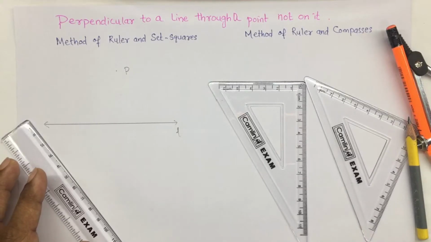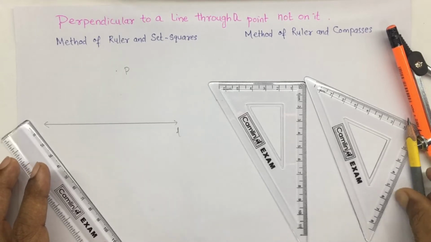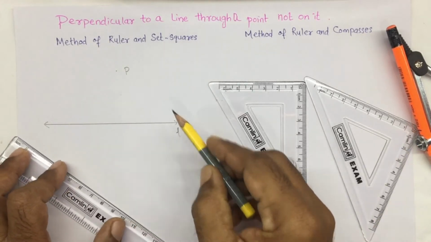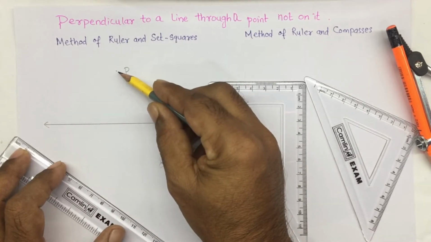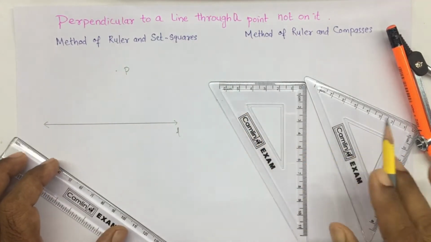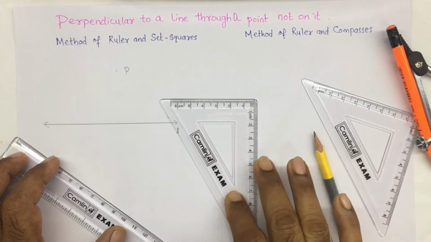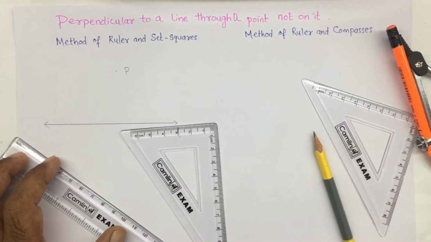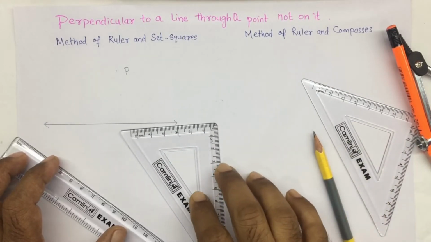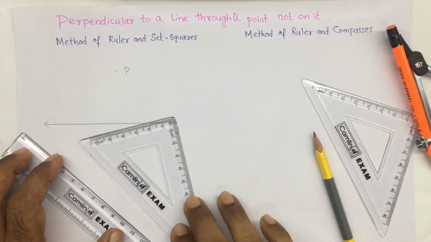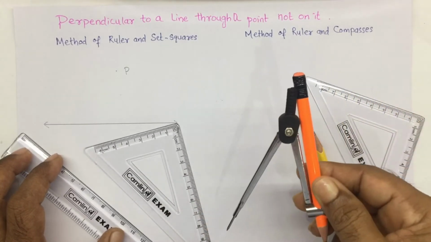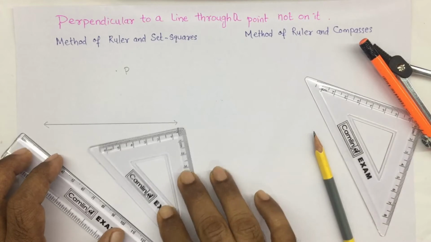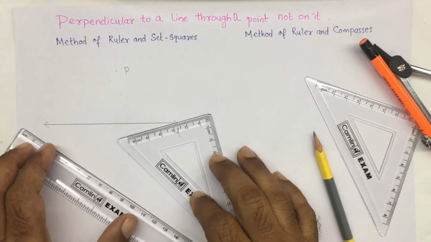Drawing a perpendicular to a line through a point not on it. Let us assume there is a line given and point P is there which is not on the line. Now, we can draw a perpendicular line using the set squares and even the compasses. Let us draw the perpendicular line using the set square first.